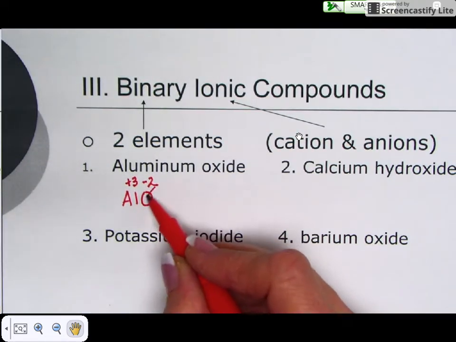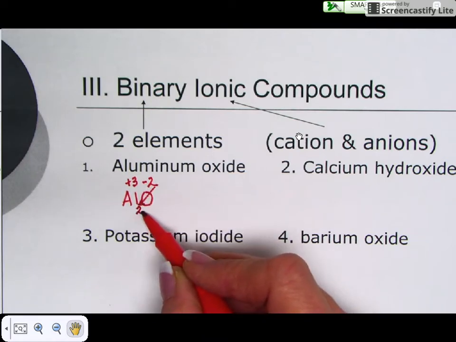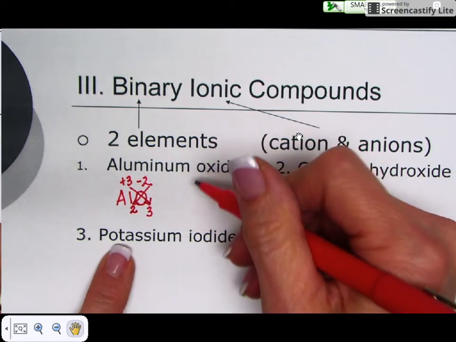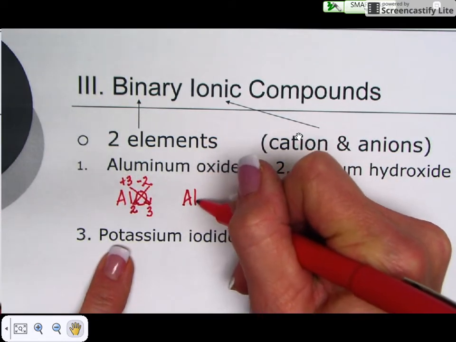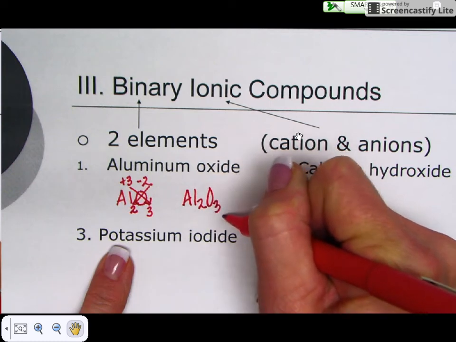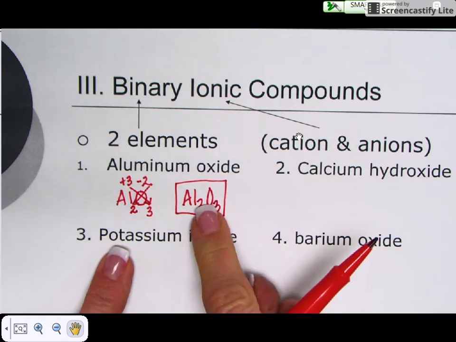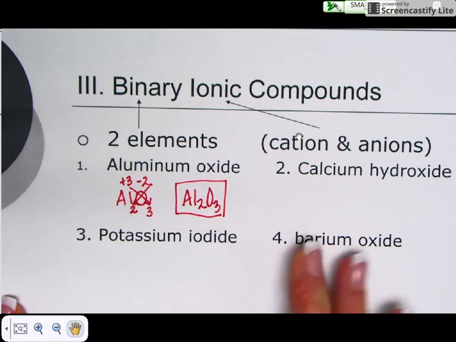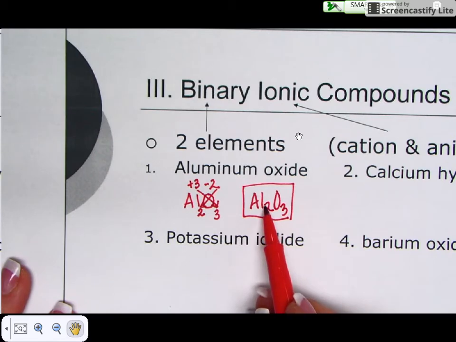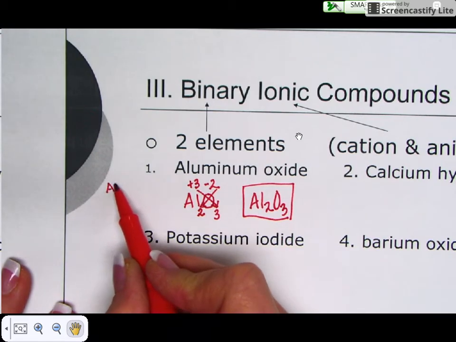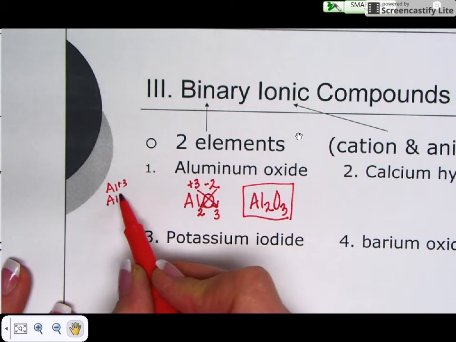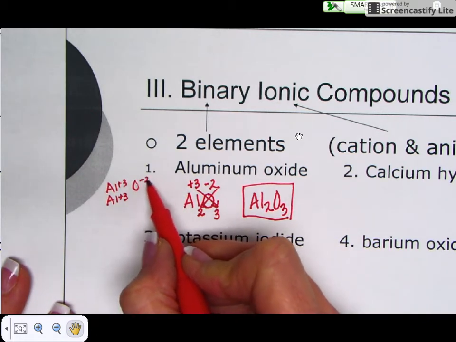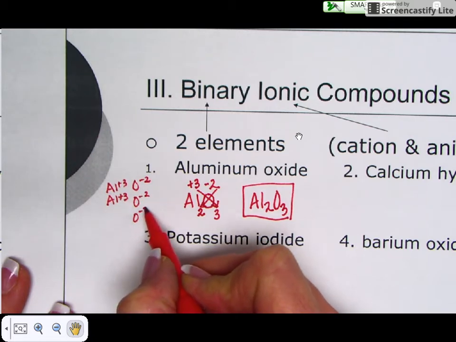Now the next thing you want to do is crisscross your charge values. That means just the numbers. The 2 and the 3 come down. So the correct ratio is going to be Al2O3. And that will be how you write your final formula. You only have symbols and subscripts in the formula. The way you interpret this is there are 2 aluminum ions, so it would be Al +3, Al +3, and there are 3 oxide ions, O-2, O-2, O-2.